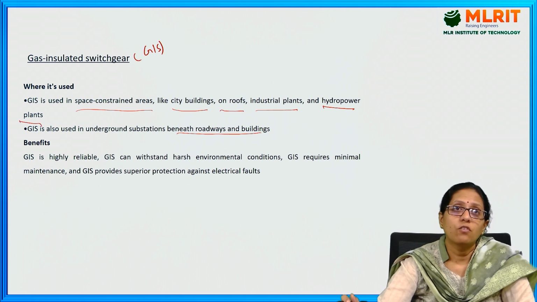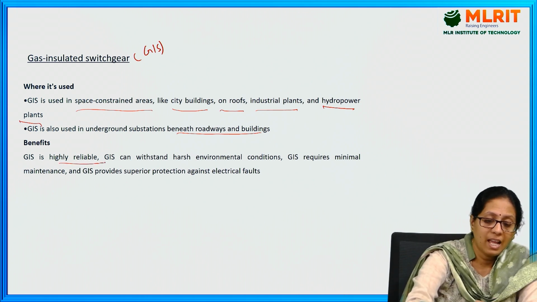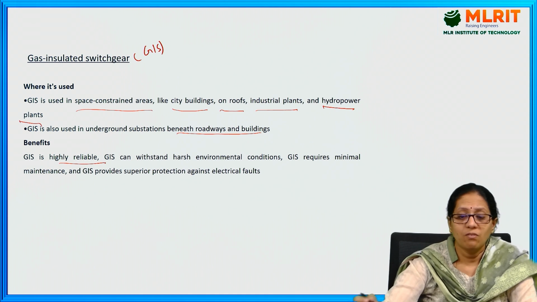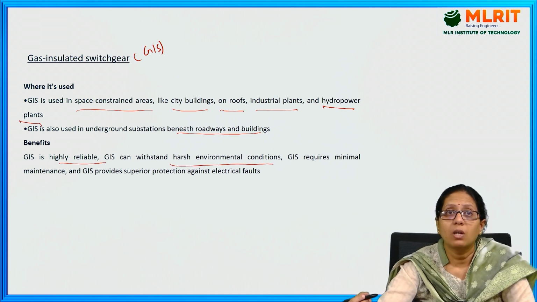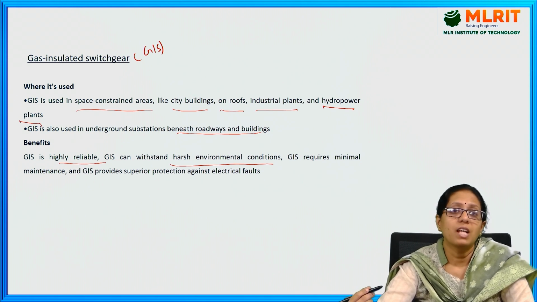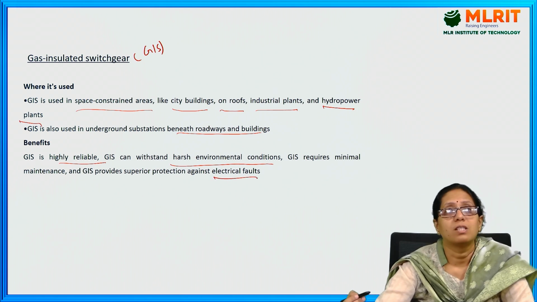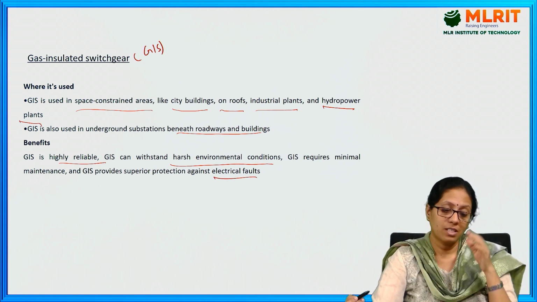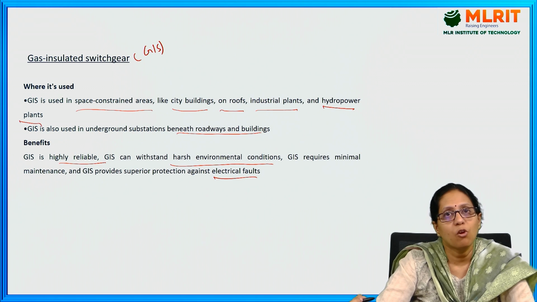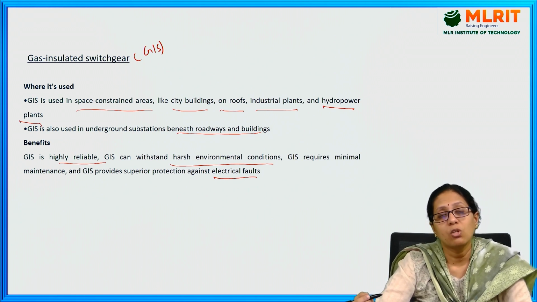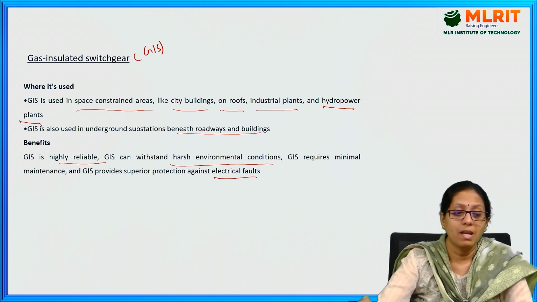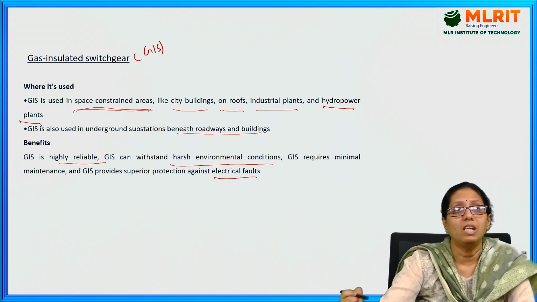What are the benefits of GIS? It is highly reliable and it can withstand very harsh environmental conditions. GIS requires minimum maintenance and it provides superior protection against electrical faults. It can be protected from different types of faults, and it is useful in harsh environmental conditions. But the only thing is GIS can be used in space constrained areas only.